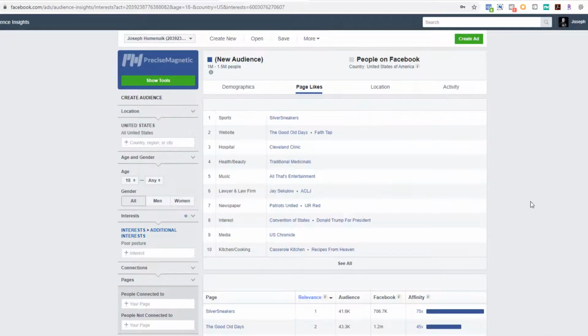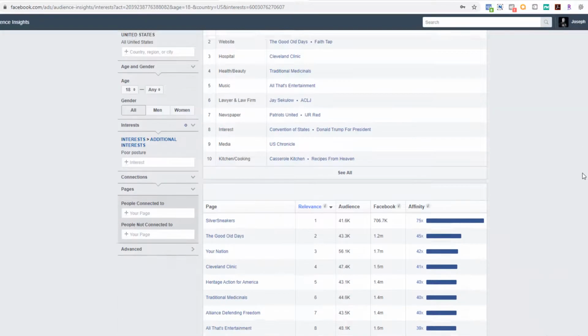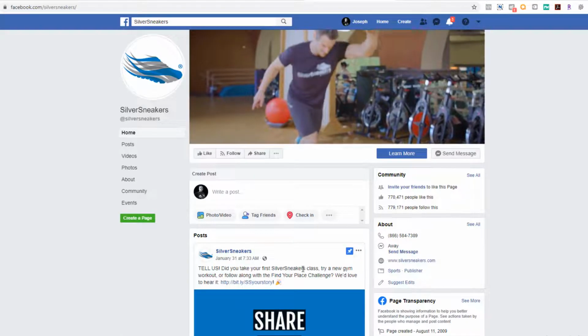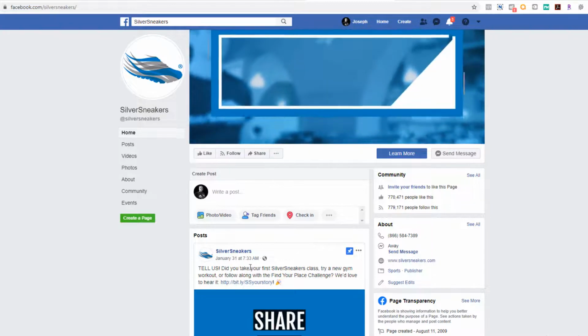Click Page Likes at the top. I'm going to scroll straight to the bottom and start talking about the list that we have here. This list is sorted by affinity of the people in our group to also be in another particular group in comparison to the average person. With an affinity score of 75 times, the members of our audience, poor posture, are 75 times more likely to also like Silver Sneakers than the average Facebook user. That's your affinity score. That's what that means.